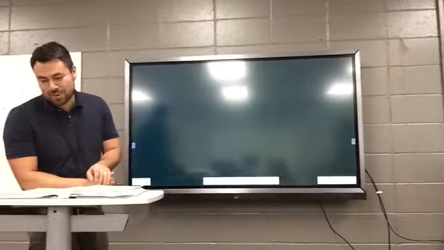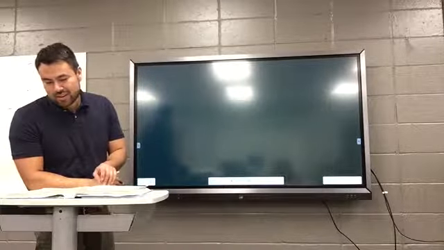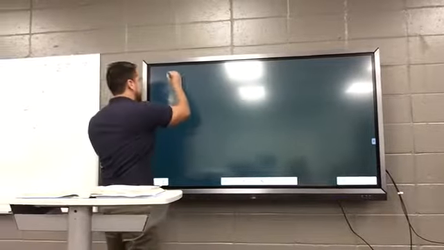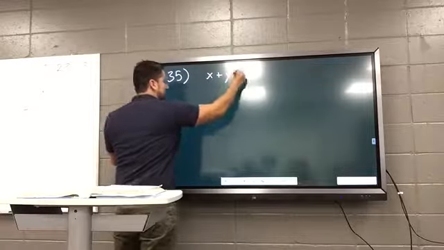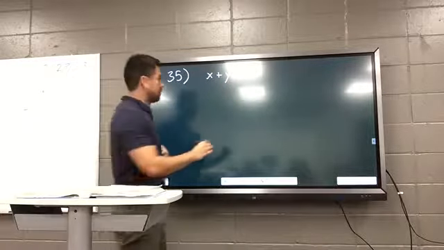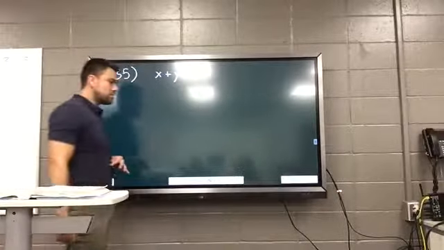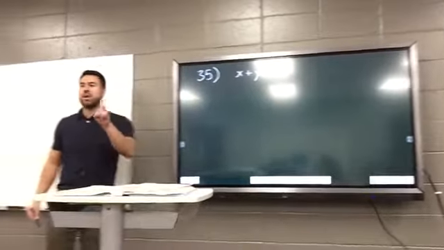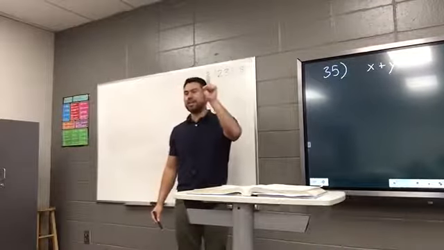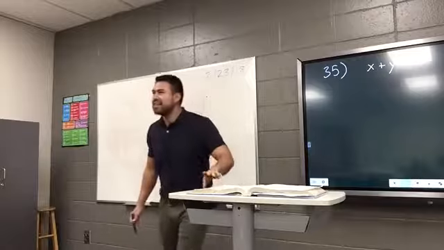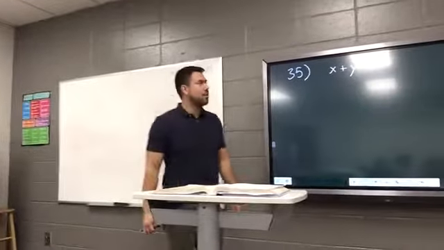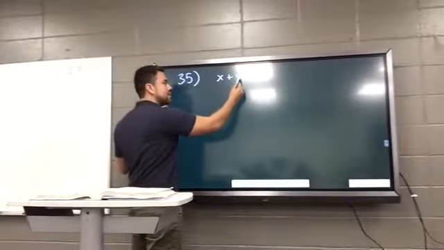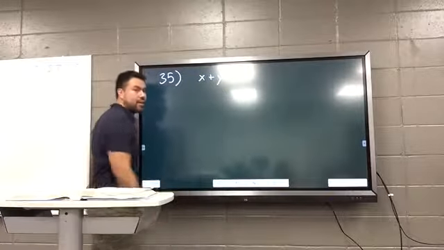All right, anyway, let's do number 35. Okay, 35 is x plus y equals 0. What's my very, very first step? I've tried to make an emphasis of this. Marissa, can you give me the answer? Okay, y is not by itself. What's being added with y?